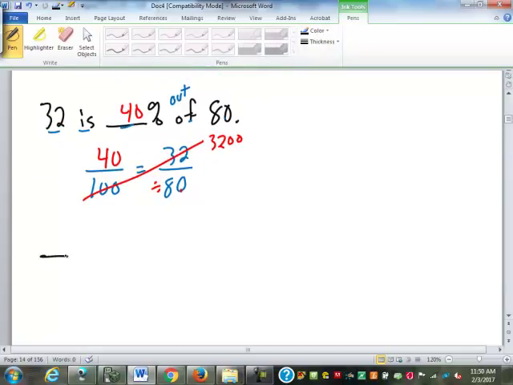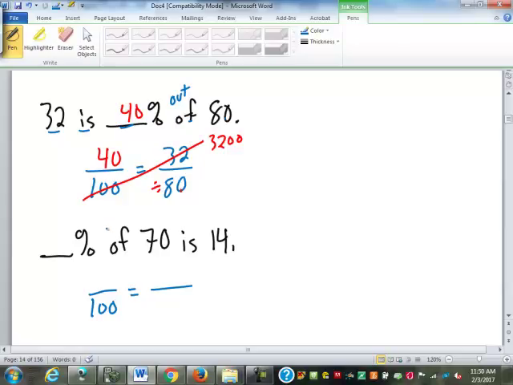We might have blank percent of 70 is 14. So same thing, we're missing the percent, so it's blank over 100.